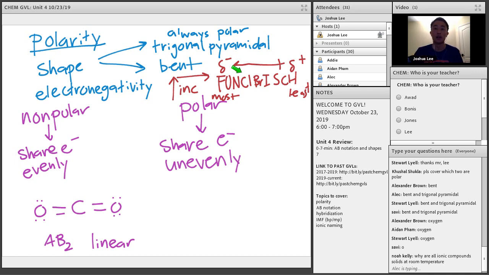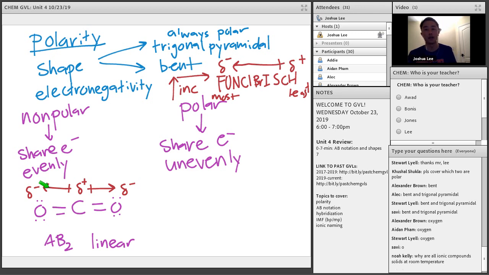So that means oxygen is a little bit more electronegative, so it's going to be slightly more negative. Oxygen is slightly more negative, meaning carbon will be slightly positive. Like that. So then we're going to draw our fancy arrows. We always draw our arrows from the positive towards the negative. So my arrows look like this.